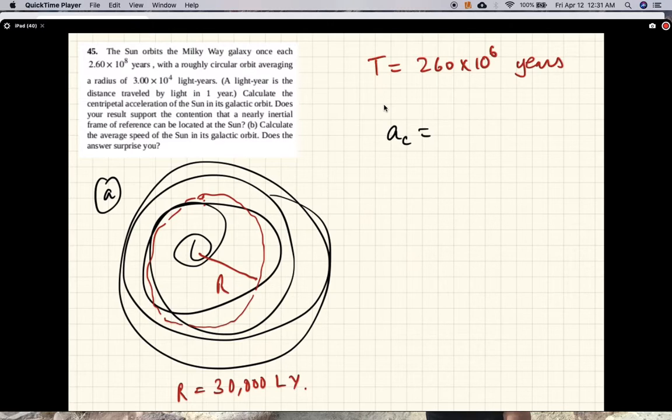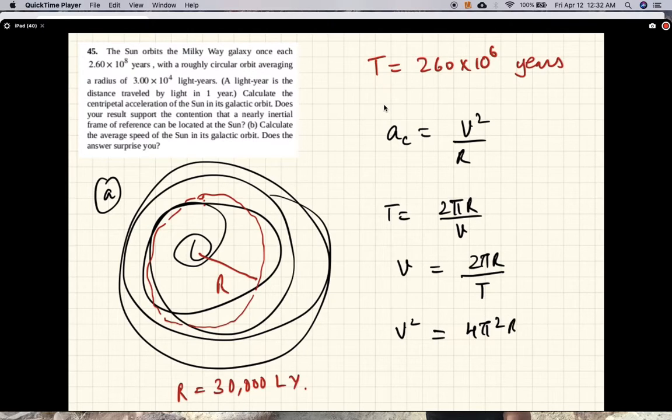Okay, so the centripetal acceleration is v squared by r. Well, what we're given is the period, and the period is 2 pi r over v, so v is 2 pi r over the period, and v squared is 4 pi squared r squared over T squared. Okay, and we're going to put that in the centripetal acceleration formula.